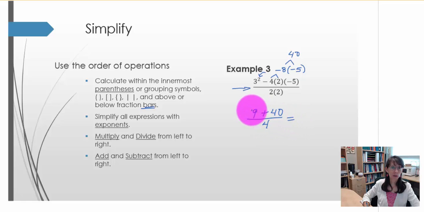Notice the only operation remaining in the numerator here is addition. 9 plus 40 would make 49 divided by 4. Now, since there are not specific directions about which form to leave an answer in, you could leave the answer as 49/4, or you could take 49 and divide it by 4 to get a decimal equivalent, or write the answer as a mixed number. So since the original problem was in fraction form, I'm going to leave the answer as a fraction.